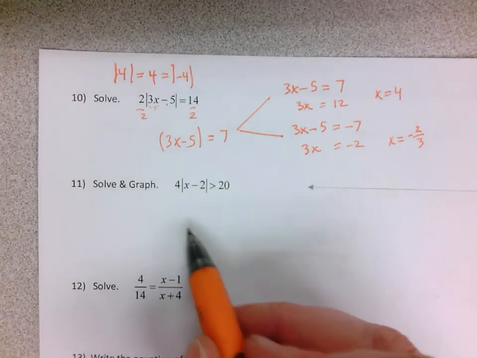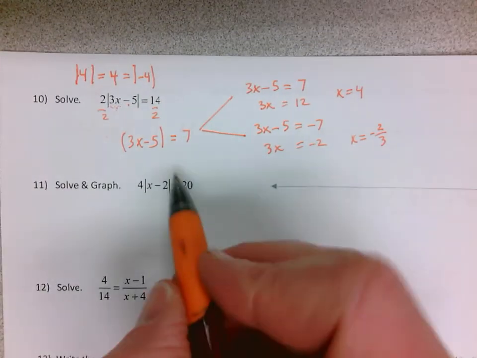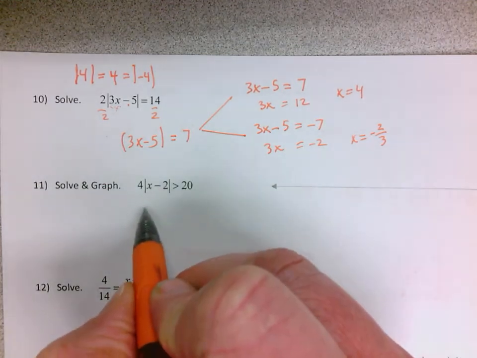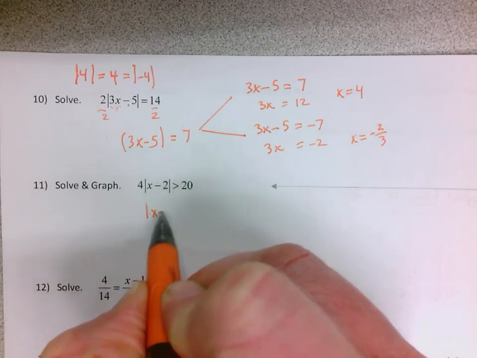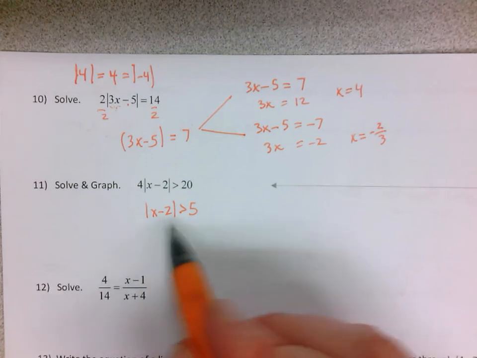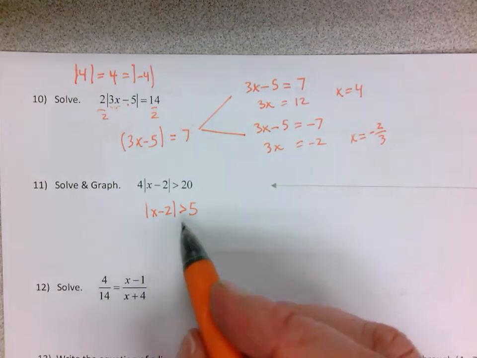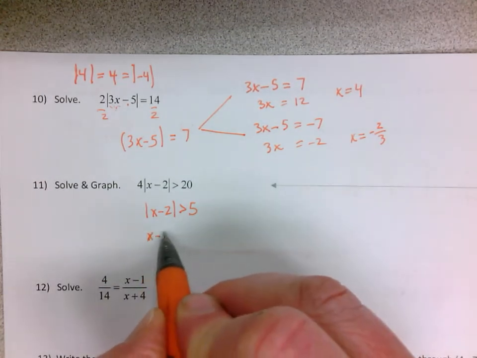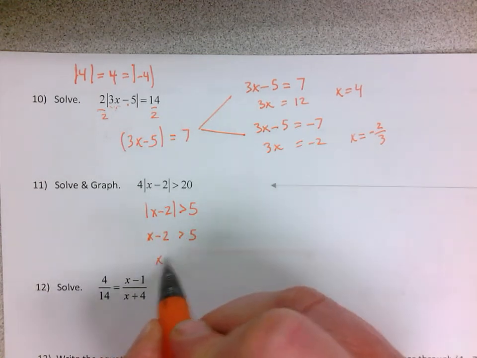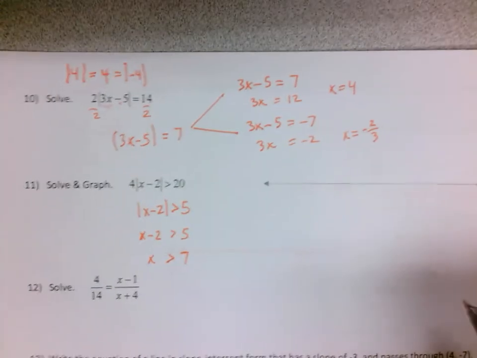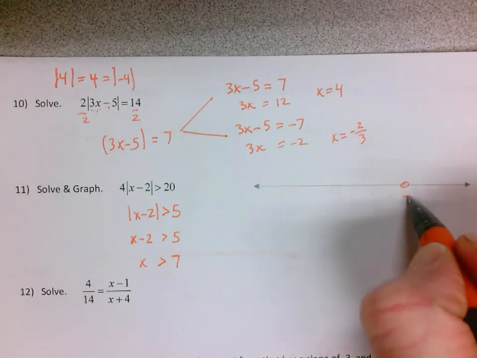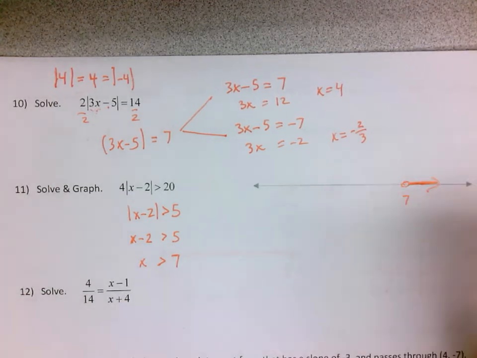This one says solve and graph. Again, same thing. You can't do anything until you get the absolute value by itself. So I'm going to divide both sides by 4. Kind of a little obscure example. So the absolute value is going to be bigger than 5. So I can solve this by saying x minus 2 is greater than 5. That's one of the solutions, so that's the easy one. X could be greater than 7 and it works because I want to end up with something bigger than 20. So that's this outside here.